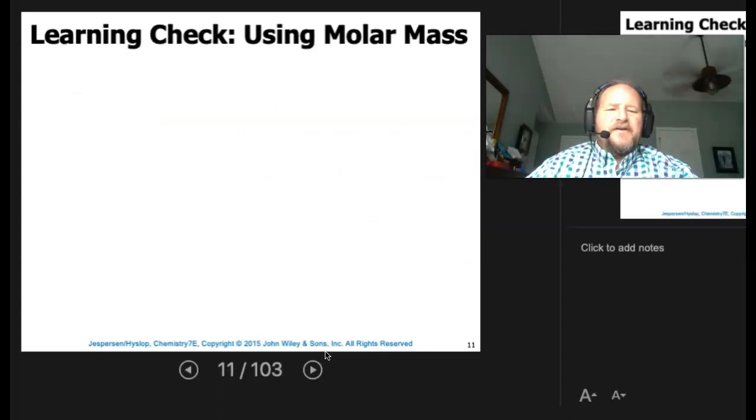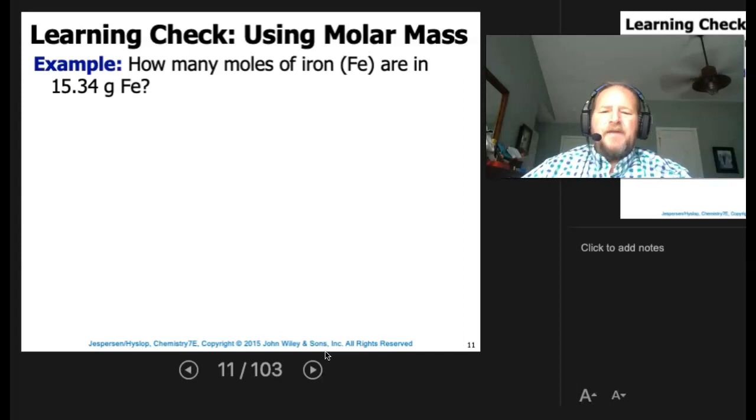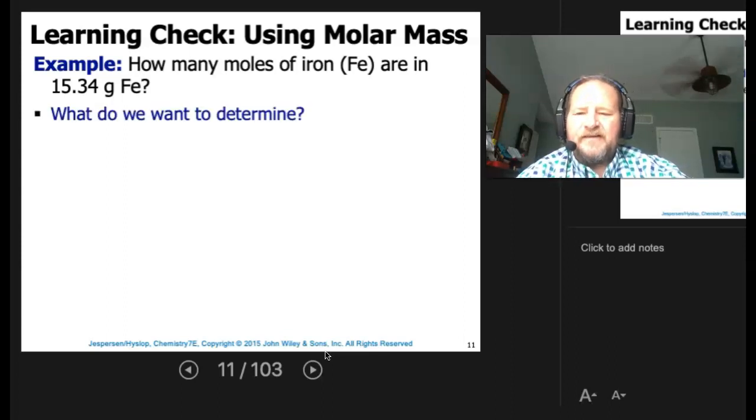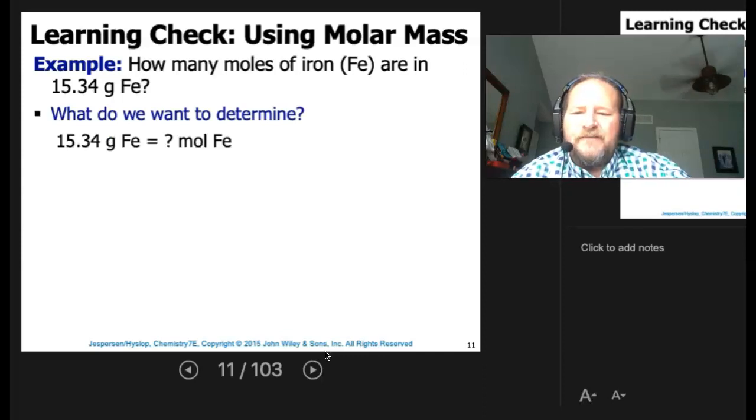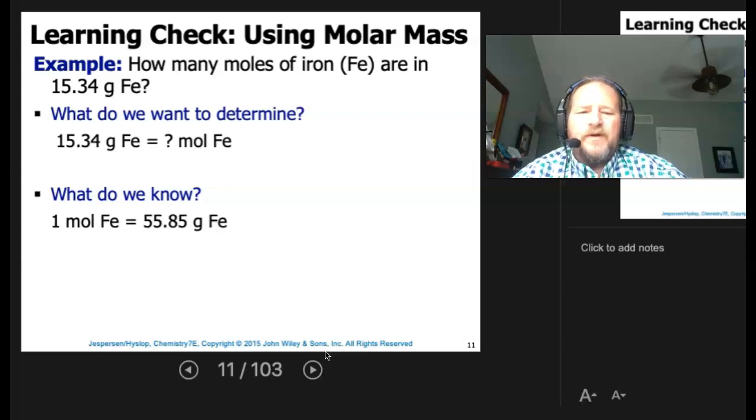All right, so learning check using your molar mass. How many moles of iron are in 15.34 grams of iron? So again, we can think of these things as just simply conversion factors. So what do we want to determine? Well, what we're actually looking for is how many moles of iron have this mass? So what is it that we know? Well, if we go to our periodic table, we know that 1 mole of iron is equal to 55.85 grams.